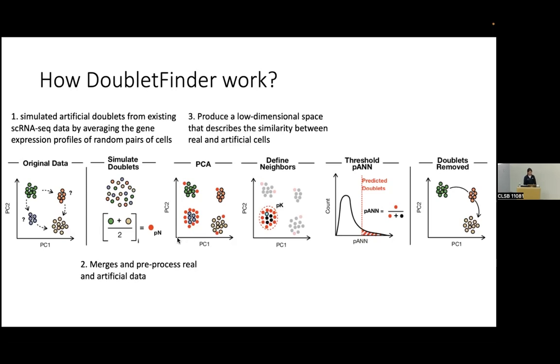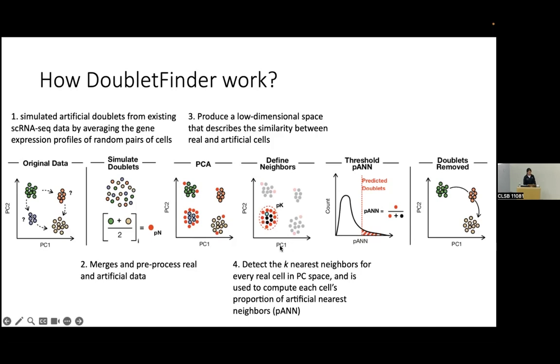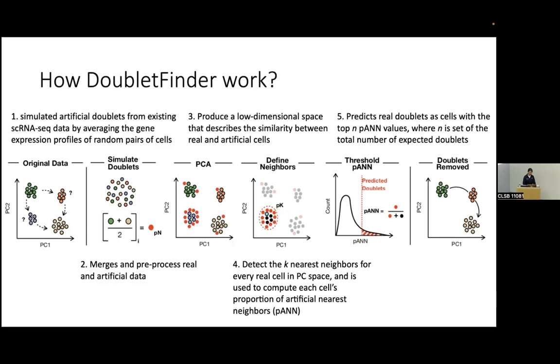And then at the third step, we produce a low dimensional space that describes the similarity between the real and artificial cells. And then we detect the K nearest neighbors, using the PK parameter we've just put in, for every real cell in PC space. It is used to compute each cell's proportion of artificial nearest neighbors. And finally, we predict the real doublets as cells with the top n PANN values. This is the proportion of artificial nearest neighbors, where n is set to the total number of expected doublets.